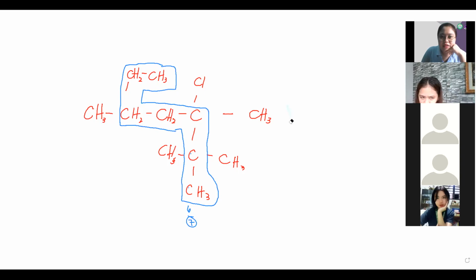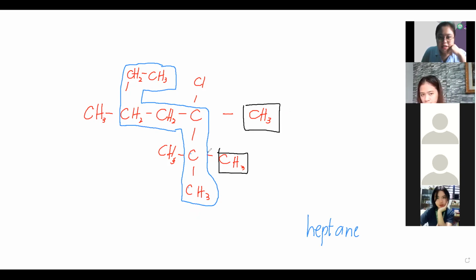So let me delete the others. 7 yung longest chain natin. 1, 2, 3, 4, 5, 6, 7. So this will become a heptane for the parent chain. And then the rest that is not included in the counting will become the substituent. So what are those? We have here a CH3, another CH3 here, another CH3, and then we have a Cl and a CH3 here. So we have a total of 5 substituents. Okay? Now we will name them.